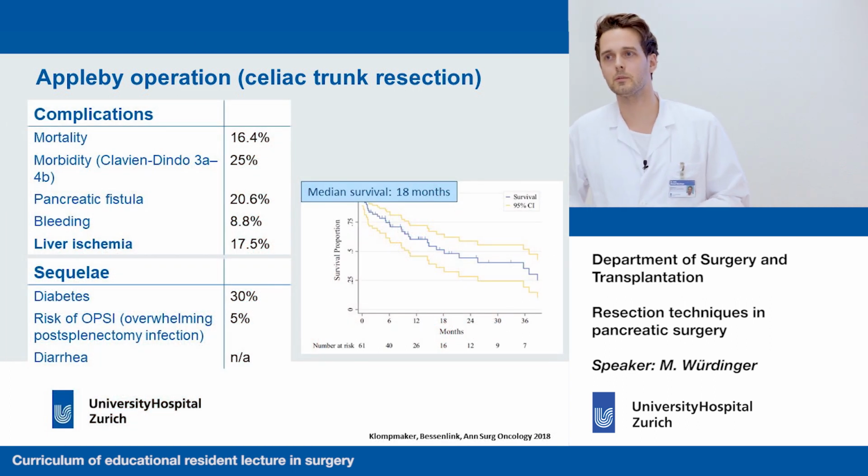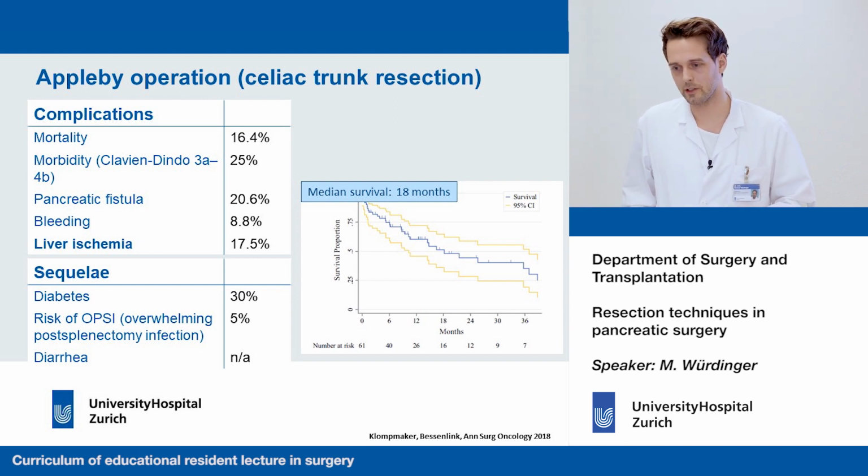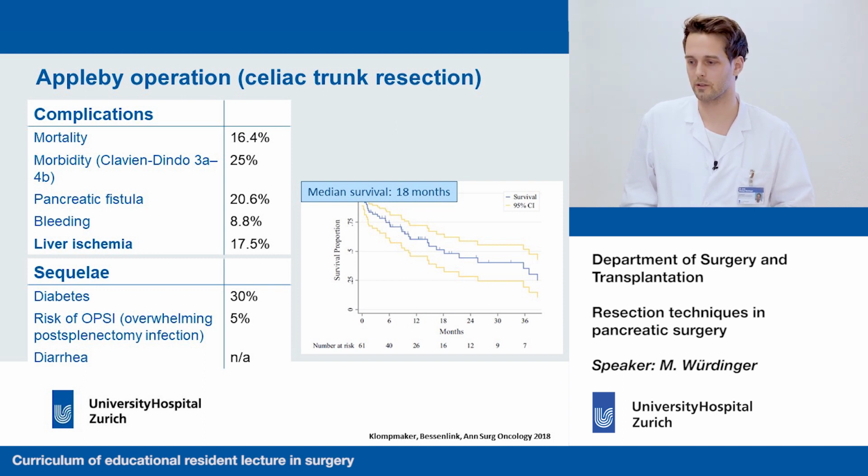And the outcomes of this operation are quite good for arterial resection. We have pancreatic fistula rates of about 20%. Bleeding is the same as in the other procedures. But what we have to say is that the risk of liver ischemia is quite high, with about 17%, with the consequence of a high mortality in these patients, with 60% of patients.